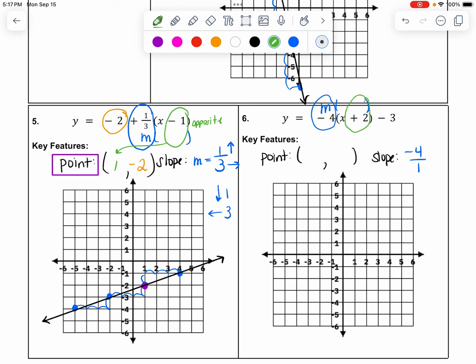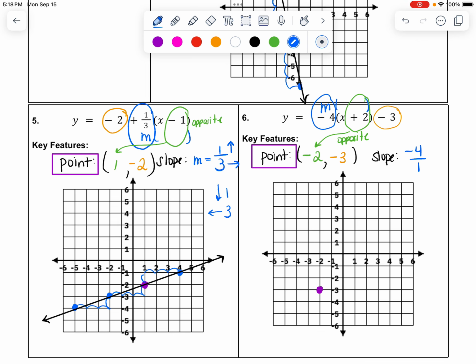My x is going to be inside the parentheses, but it's going to be the opposite of the number that I see. So if I see a +2, I'm going to write a -2. My y is -3. Now I'm going to graph my starting point first, which means I have -2, -3 as my starting point. From there, I'm going to use my slope to graph more points.